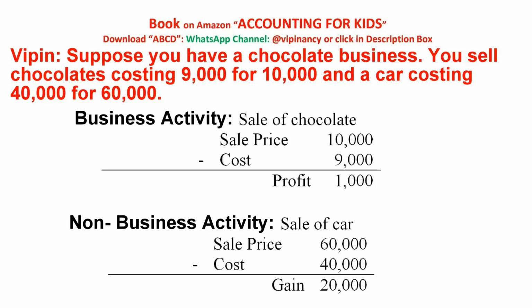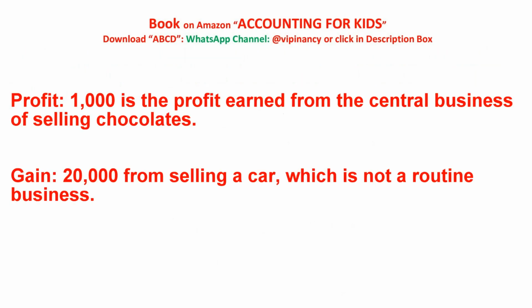Sale price 60,000, less cost 40,000, equals a gain of 20,000. Profit of 1,000 is the profit earned from the central business activity of selling chocolates. Gain of 20,000 is from selling a car, which is not a routine business.